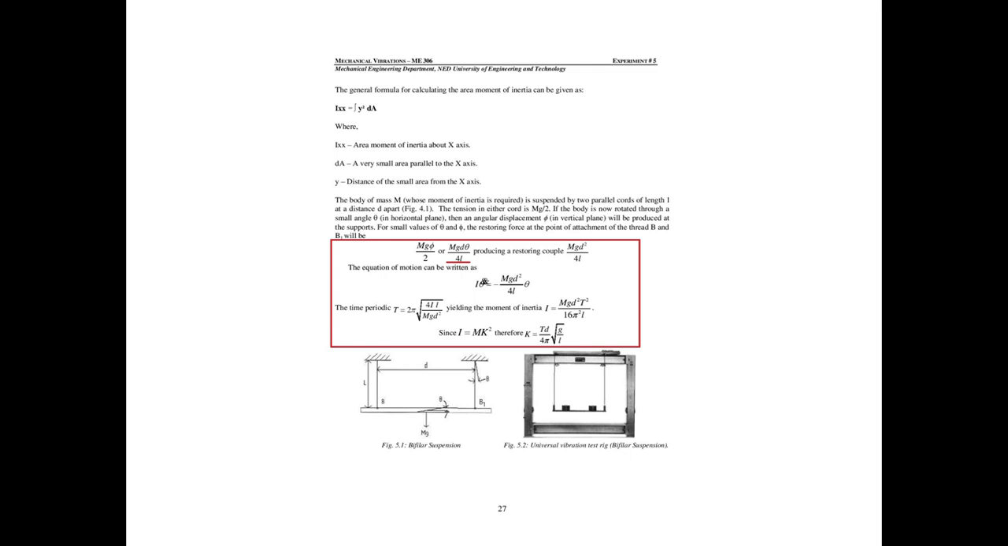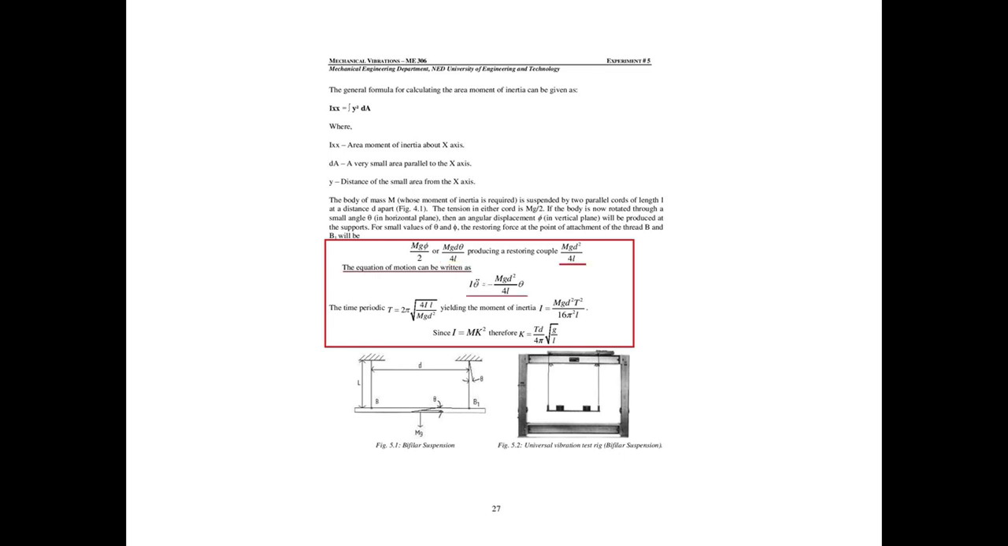So when we put the disturbing torque equal to the restoring torque, we will get that relation. And then from the above, when we put the value of I equal to mk squared, we will get the time period of oscillation.